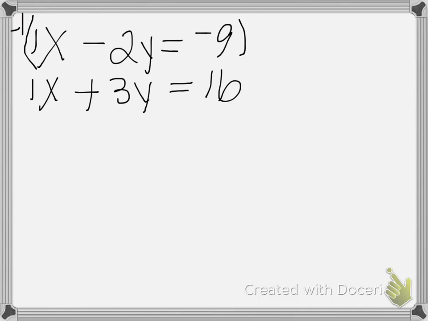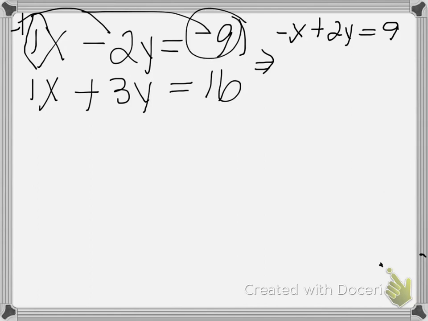Now we've talked about multiple times how anytime you multiply by -1, all it's literally doing is changing the signs. So that x is now going to become -x. And that minus 2y is now going to become plus 2y. And the -9 is now going to become positive 9. Big mistake most students make is they don't distribute the -1 to everything. They forget about this -9. So make sure that you distribute to everything.